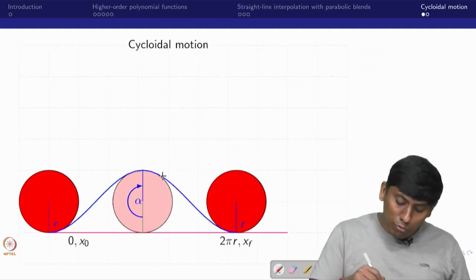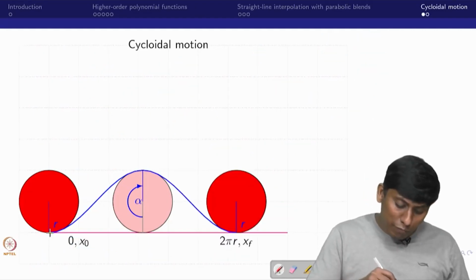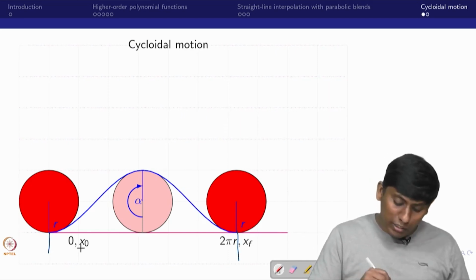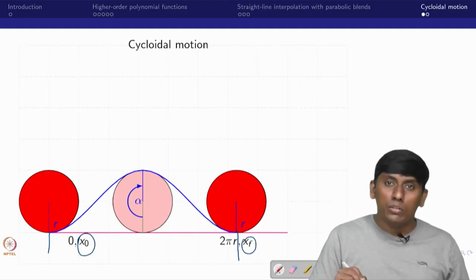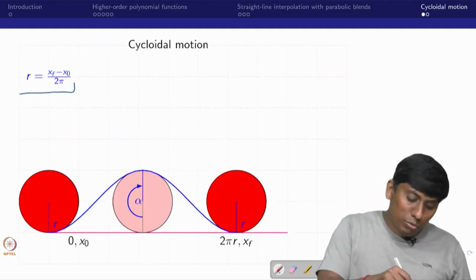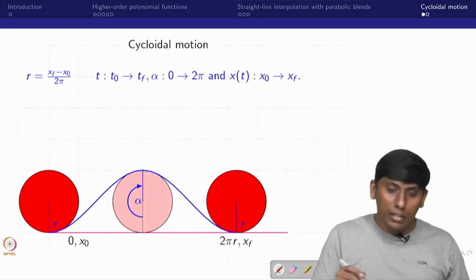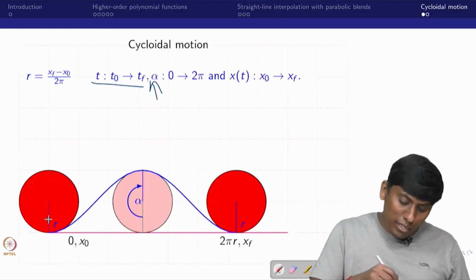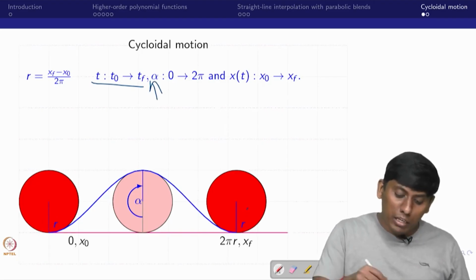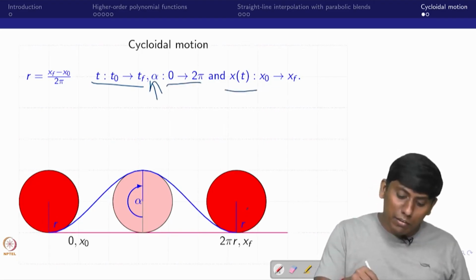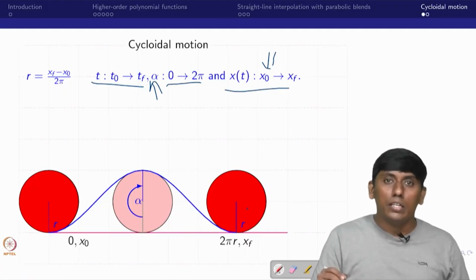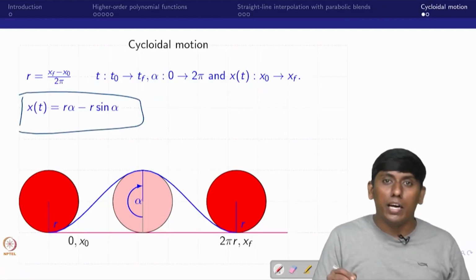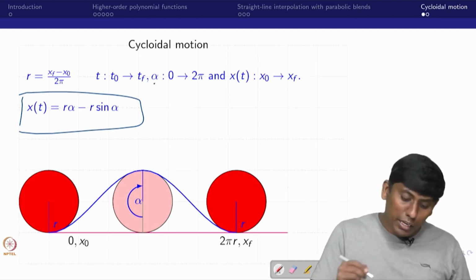You can see that the profile would be smooth, and when it starts from 0 to 2 pi r distance, it has traveled x0 to xf. That is what we have written, and this is the r equation, and t varies from t0 to tf. At the same time alpha varies from 0 to 2 pi. So x of t varies from x0 to xf, and I already said x of t I can write as r alpha minus r sin alpha.